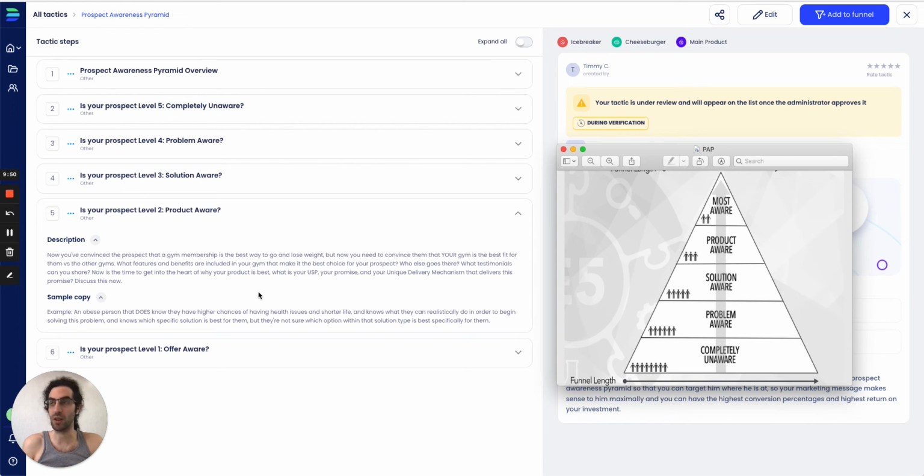Now's the time to get into the heart of why your product is best. What is the unique selling proposition, your promise, and your unique delivery mechanism that delivers this promise? Discuss this now. An example: an obese person who does know they have health issues, they do know there are solutions, and they do know that your specific solution for them is the best fit, but they're not sure which option to go for in that solution type, gyms.